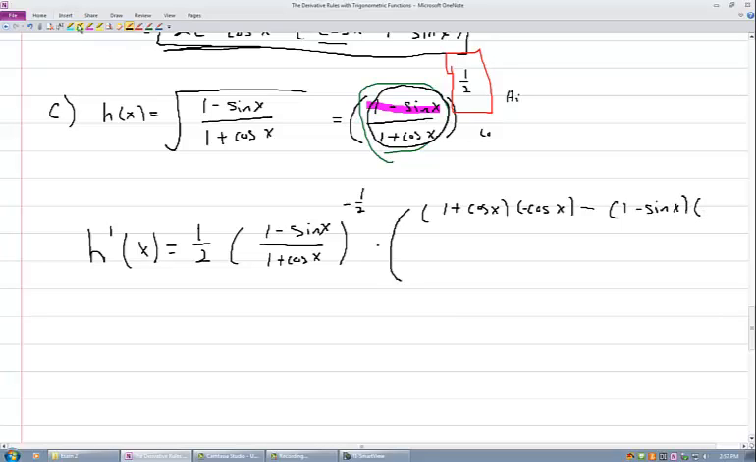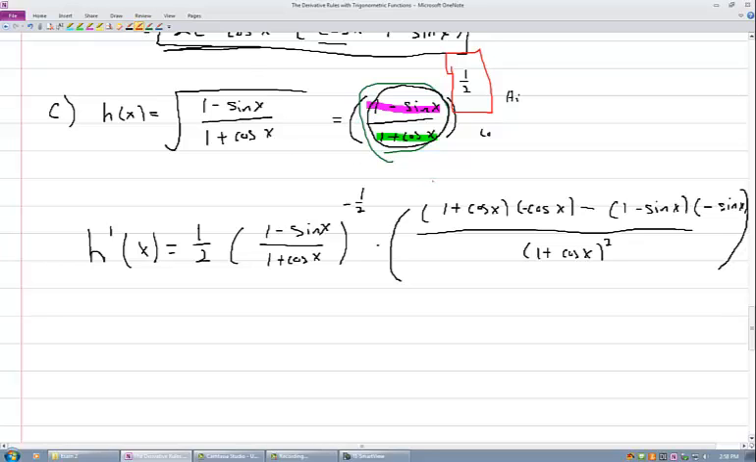Now, the derivative of the low function, take a look at it. Here's the low function. Its derivative, well, the derivative of 1 is 0, whereas the derivative of cosine of x is minus sine x. And then this is all divided by low squared. So all divided by 1 plus cosine of x, quantity squared. Whew. So there's the derivative, and the rest is just going to be some algebra.